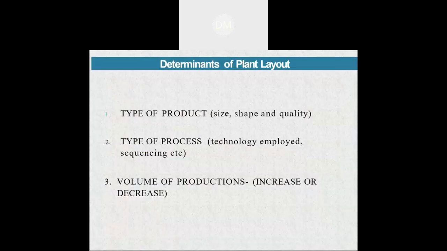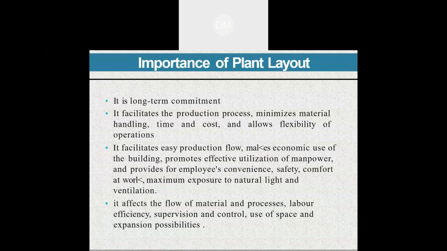Then determine plant layouts. Type of product on the basis of size, shape and quality, and type of process, meaning technology base, and volume of production, whether volume increases or decreases. So importance of plant layout: plant layout is basically a long-term process. It facilitates the production process, minimizes material handling, time and cost, and allows flexibility of operations. So these are some importance of plant layout.